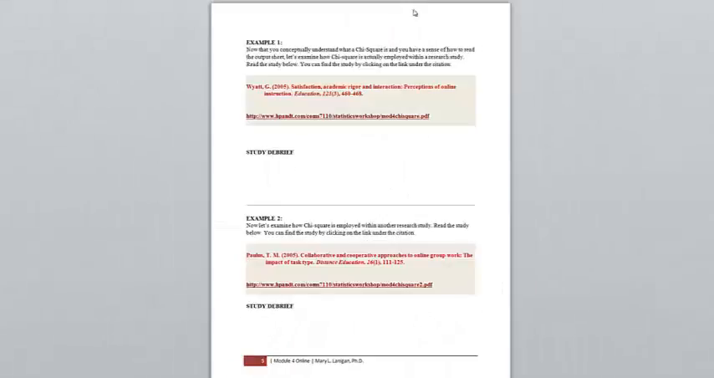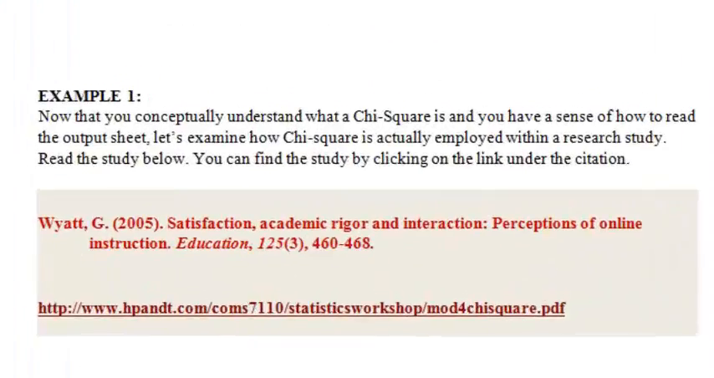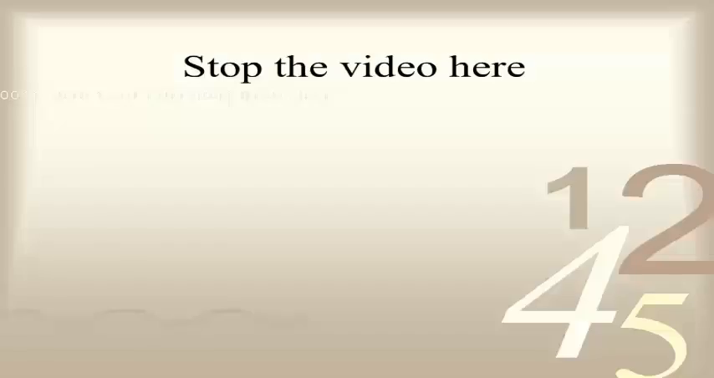So now let's look at the chi-square in an actual study. You've gained conceptual understanding of what a chi-square is, and you have a sense of how to read the output sheet. Now let's actually see it employed within a research study. So go ahead and download this article. Here's the link to it. And stop the tape, and then come back and we'll have a debrief on the study.